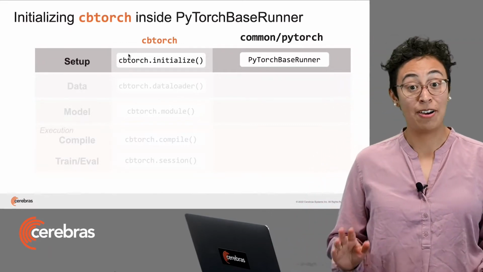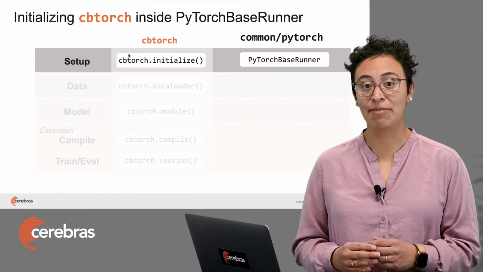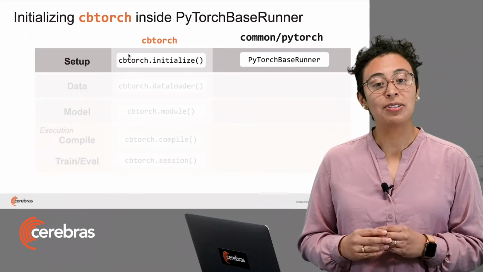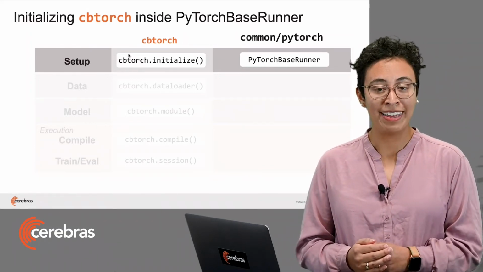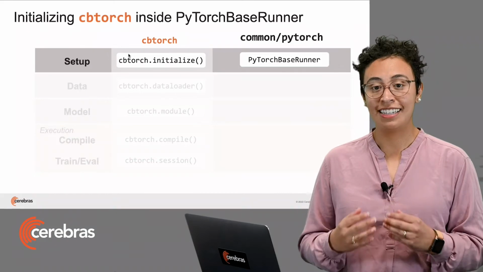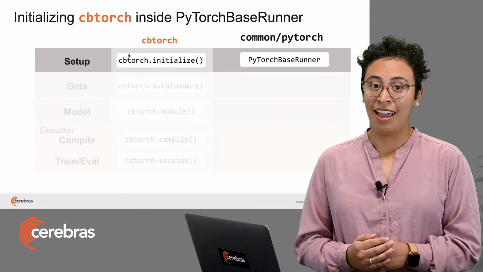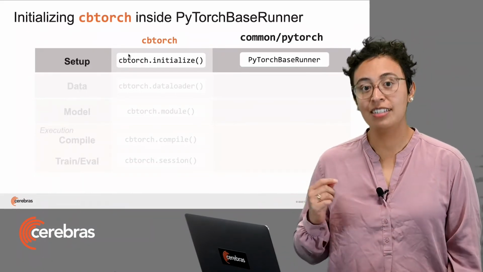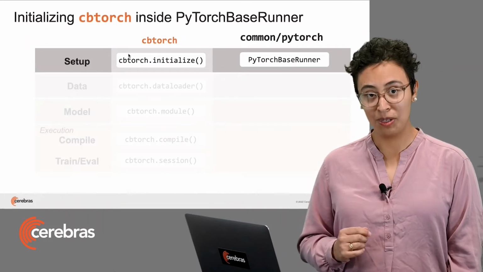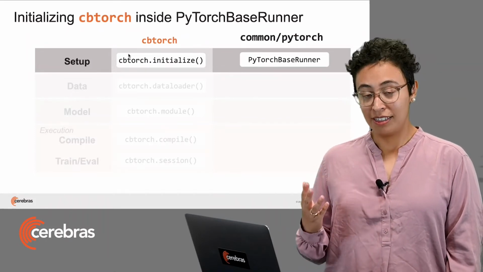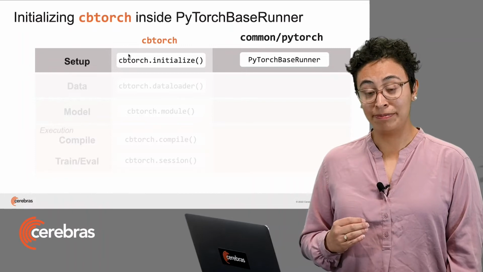So let's start with our first step, which is setting up. In CVTorch, we use cvtorch.initialize, and you will find this function inside PyTorch base runner. The reason is that it's the first instruction that we will always need to use when we use code for CS systems.